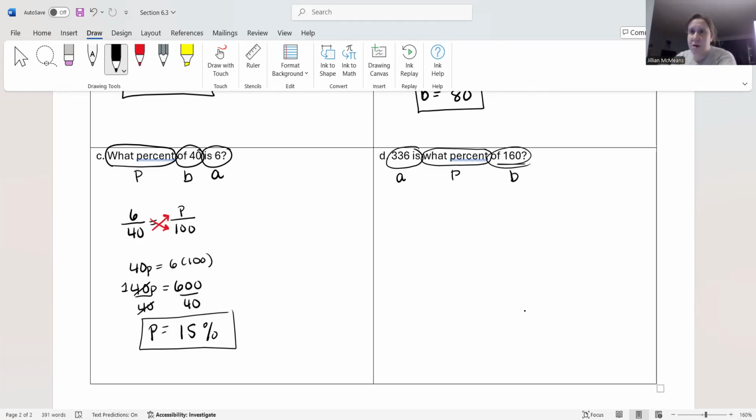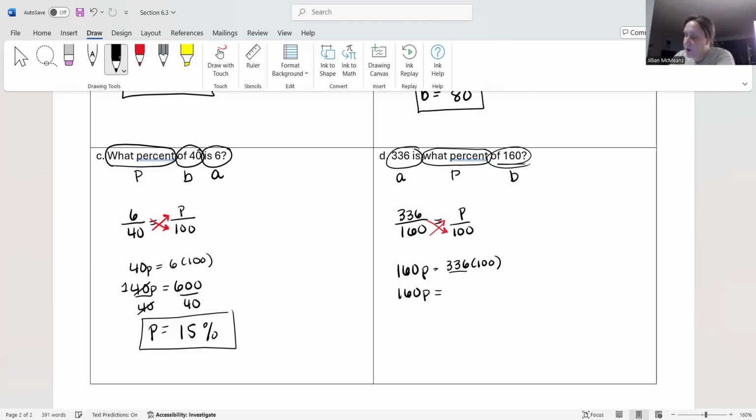So let's fill in the proportion and the math will work itself out. So we get 336, the amount, over the base of 160 equals some unknown percent over 100. We would want to cross multiply. And remember, I'm always going to cross multiply the diagonal that contains the variable. I'm always going to do that first. So I get 160 times P equals 336 times 100. So 160 times P is good for now. But then 336 times 100, don't be too alarmed by this. This is actually really easy multiplication.